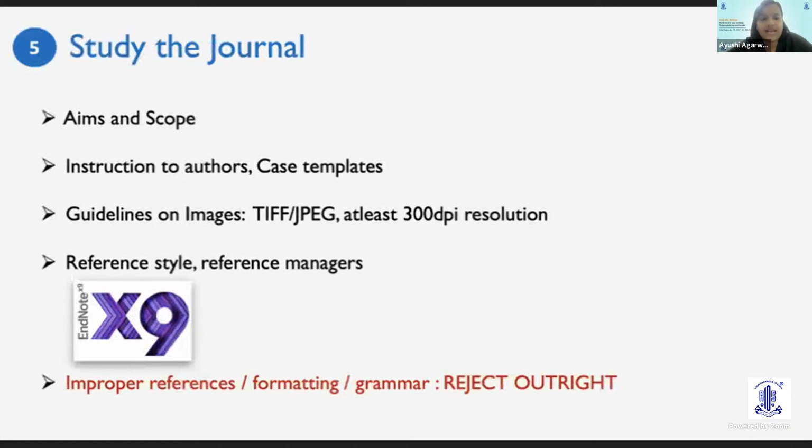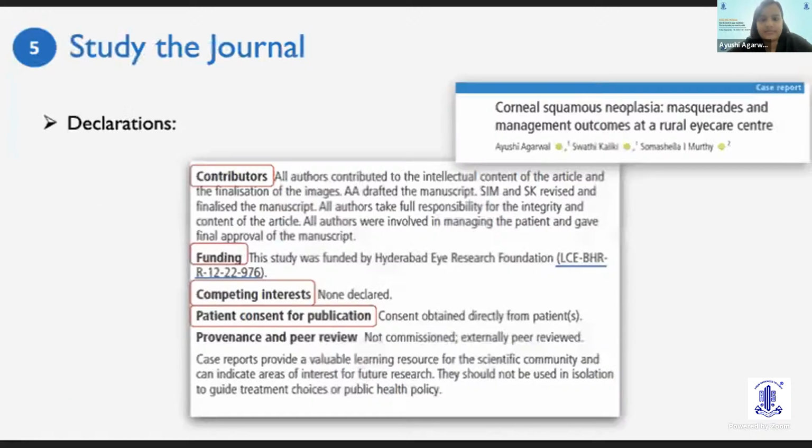Also, every journal has its own reference style, so make sure you go through it before you submit the case report. While you are writing, use reference managers. So I use EndNote, but there are also freely available reference managers such as Zotero or Mendeley. Remember that improper references, incorrect formatting of your manuscript, and grammatical errors lead to an outright rejection of your manuscript.